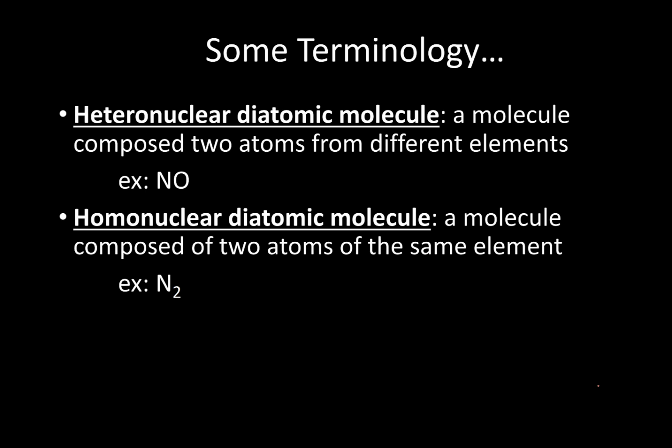Okay, so some terminology that's going to be used here when we start talking about molecular polarity. Heteronuclear diatomic molecule, that's a mouthful. All it means is, hetero is atoms from different elements, and diatomic just means two atoms. So we've got two atoms from different elements in a heteronuclear diatomic molecule. An example is nitrogen monoxide. You've got two different elements, nitrogen and oxygen, but you've only got two atoms.